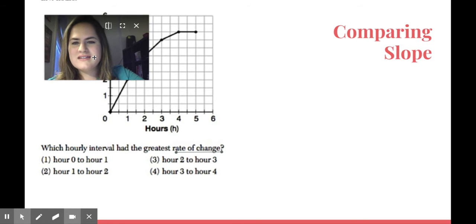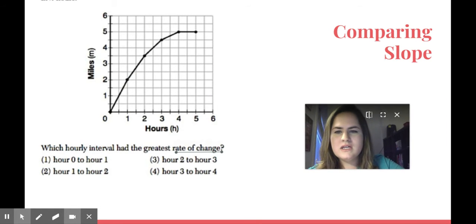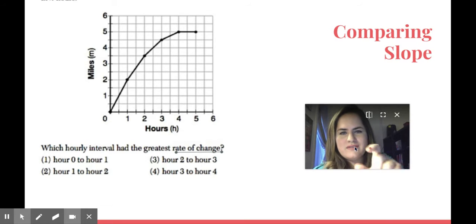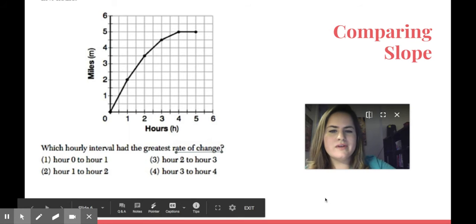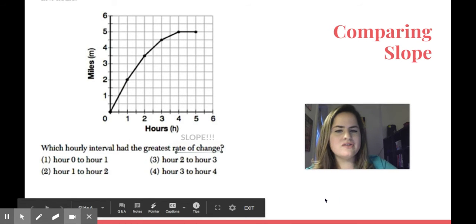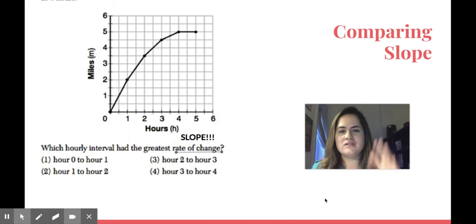Okay, our next super fun example is a graph with different slopes in the same graph, and they're asking you about an interval and the greatest rate of change. Like, what does all this mean? Well, first of all, rate of change is just a fancy, tricky way of saying slope. And an interval is just a start and a stop.